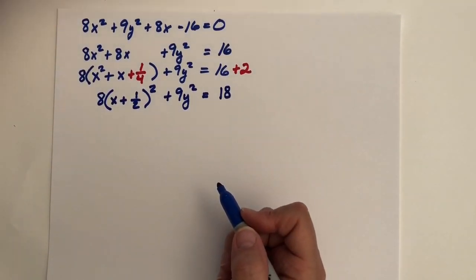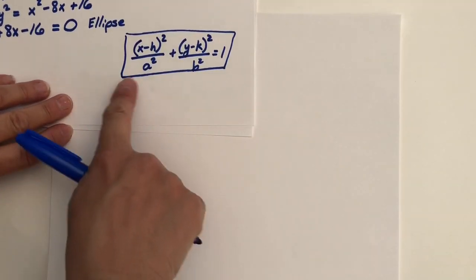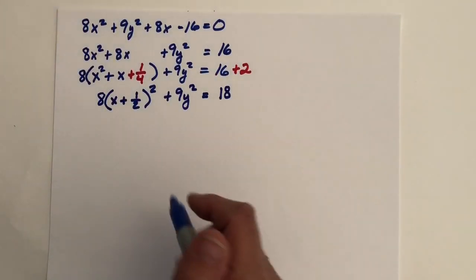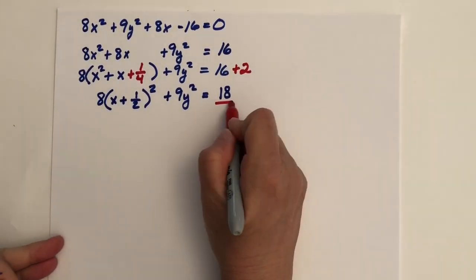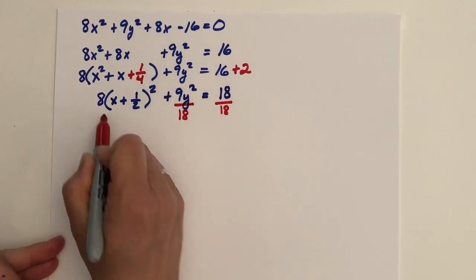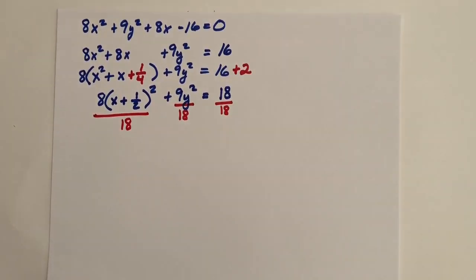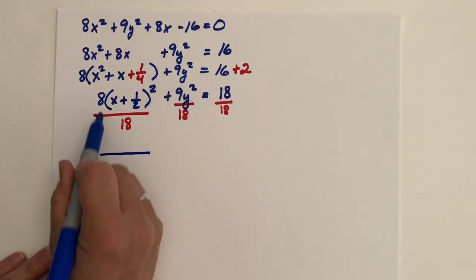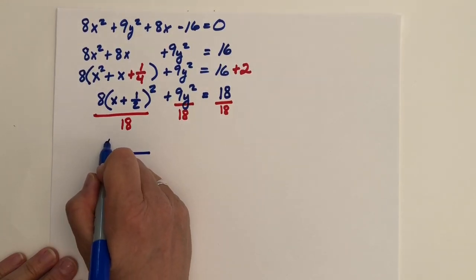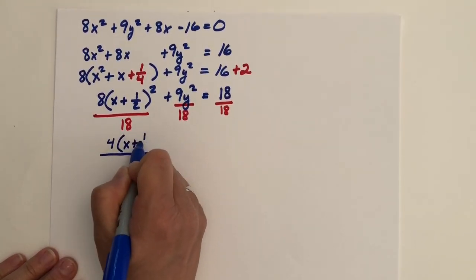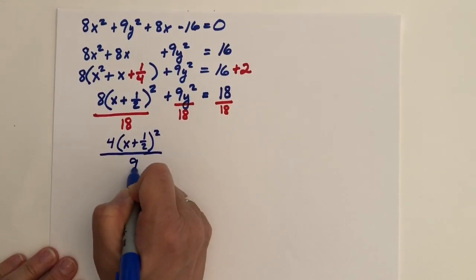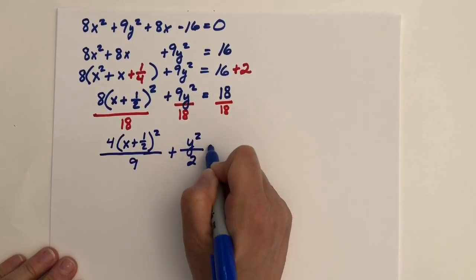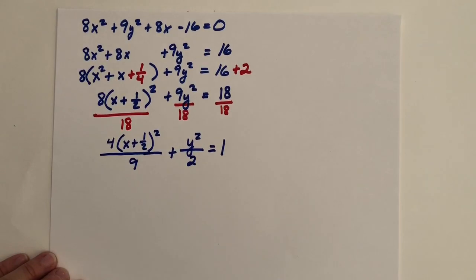Let me show you again, remind you about standard form for the parabola, or excuse me, the ellipse. I want it to look like this. I need a 1 over here. So let's divide by 18. I can do some reducing. Let's see, I have 2 going into both of those. So I would have 4 times x plus 1/2 squared over 9. I'm going to do some reducing here too. Y squared over 2 equals 1. And I am almost there.